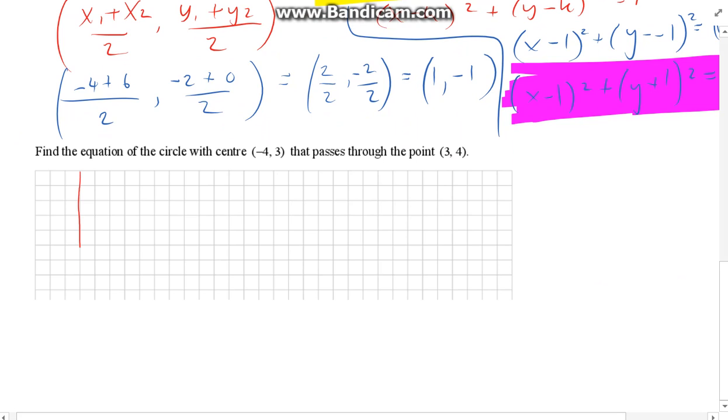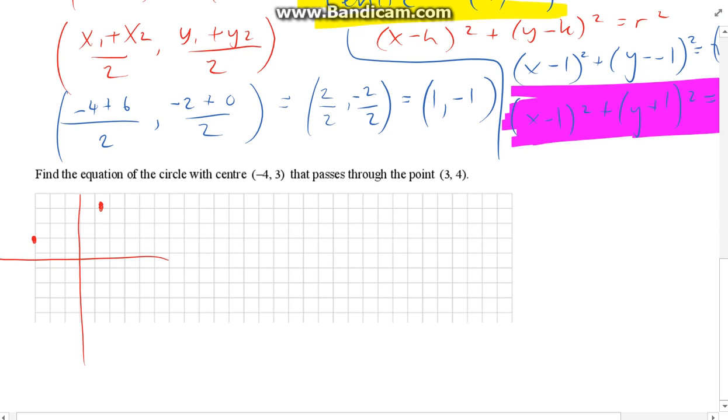If you draw your axis, so minus 4, 3 is the centre, so we'll just pretend it's somewhere like here, and then 3, 4, something like that. Of course, it's not going to look perfect. You know that they said that this point here was your centre, and this was a point on the circle. So your circle's going to go around something like this and kind of off the page.